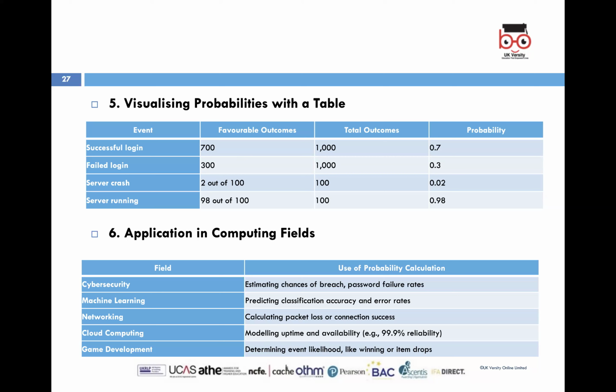Application in computing fields. Cybersecurity estimates chances of breaching and password failure rates. Machine learning predicts classification accuracy and error rates. Networking calculates packet loss or connection success. Cloud computing models uptime and availability, for example, 99.9% reliability. And game development determines event likelihood, like winning or item drops.